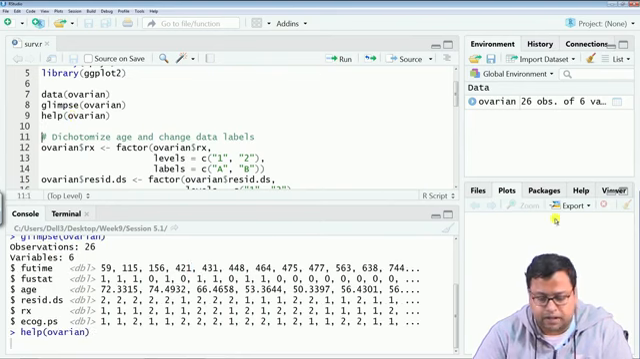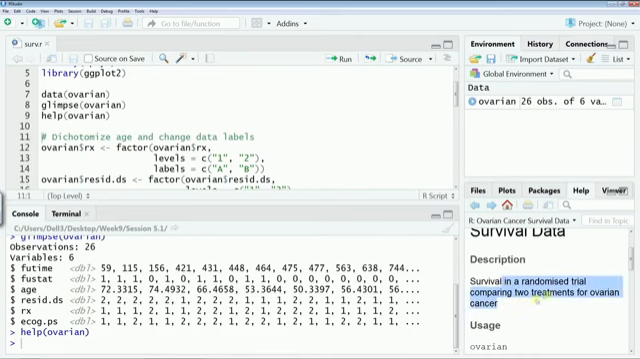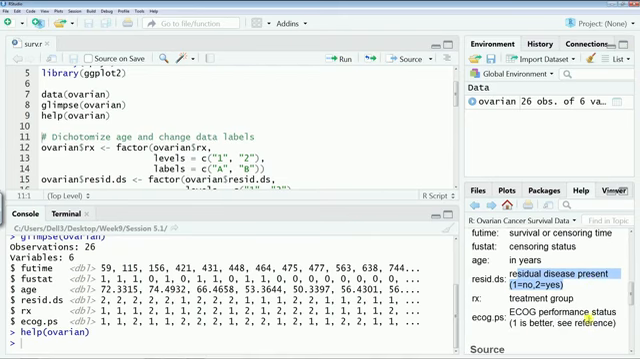The help description of this information will come here, so you can get all the details. Futime is the survival or censoring time when you are measuring. This is the censoring status. This is age in years, and this is whether residual disease is present: 1 is no, 2 is yes.